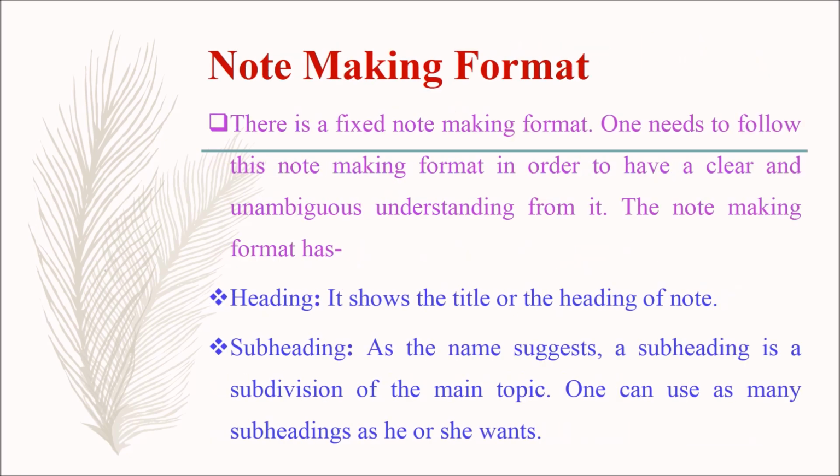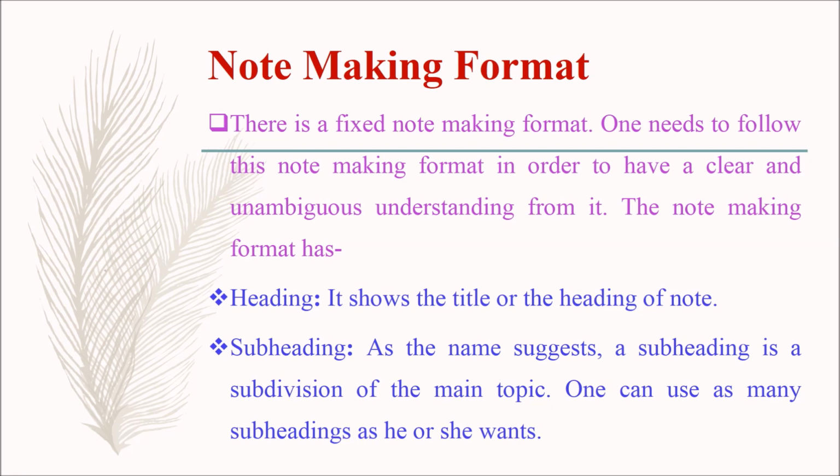Next, we are going to see the note-making format. There is a fixed note-making format. One needs to follow this note-making format in order to have a clear and unambiguous understanding from it. Here, unambiguous means clear or explicit understanding from it. The note-making format starts with the heading. It shows the title or the heading of the note.